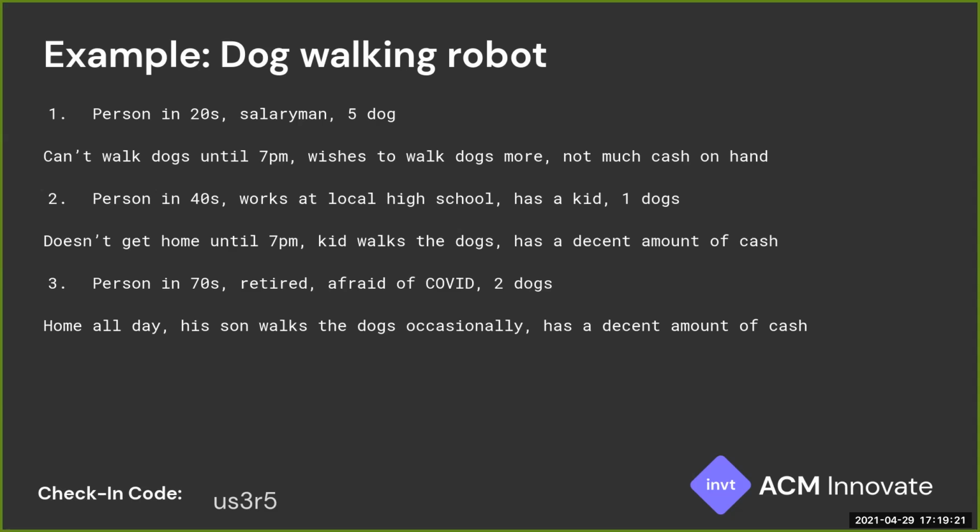So let's give three example users. The first one is a person in their 20s, a salary man at some company. They don't get back home until around 6 p.m. and they're just exhausted until 7. And they have 5 dogs.